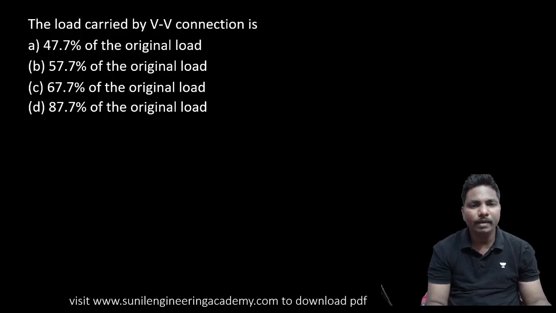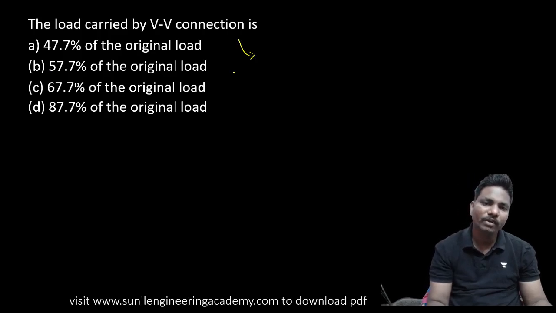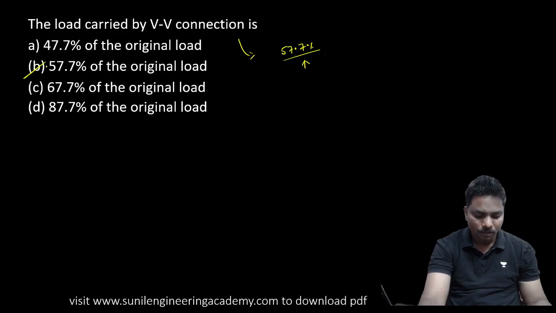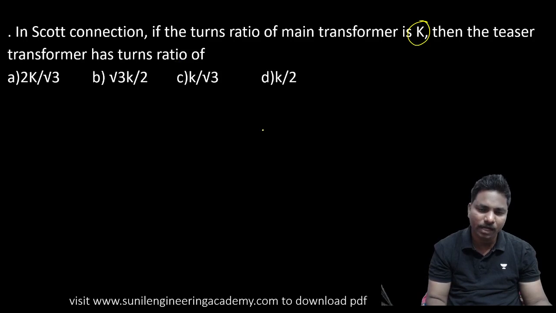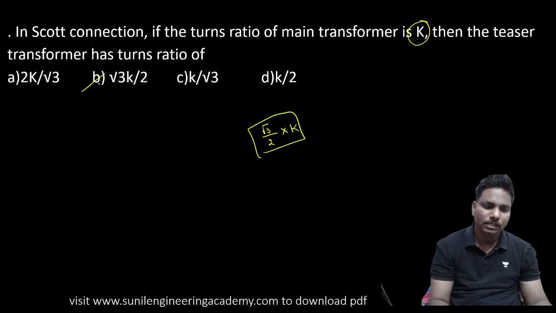Coming to the next one. The load carried by VV connection is 1 by root 3 times of the original load, that is 57.7%. So the answer is option B. In a Scott connection, if the turns ratio of the main transformer is K, then the teaser transformer has a ratio of dash. The teaser transformer ratio is always root 3 by 2 times K. So the answer is option B.